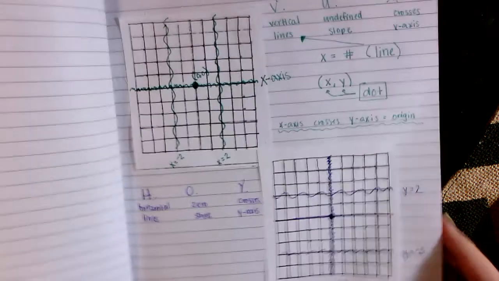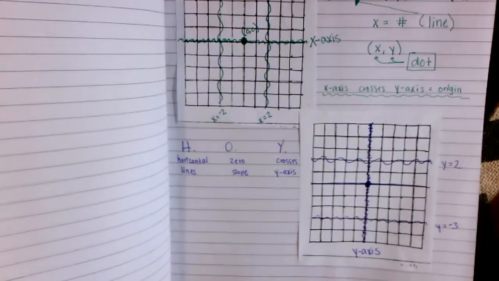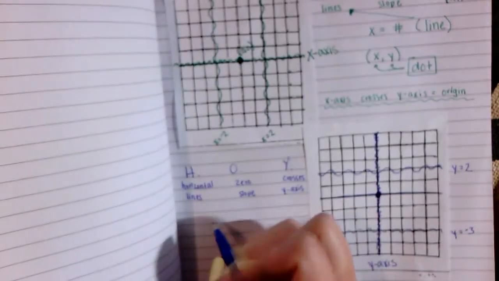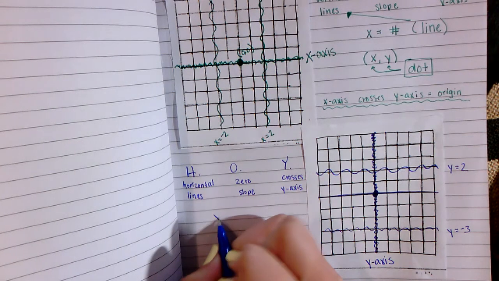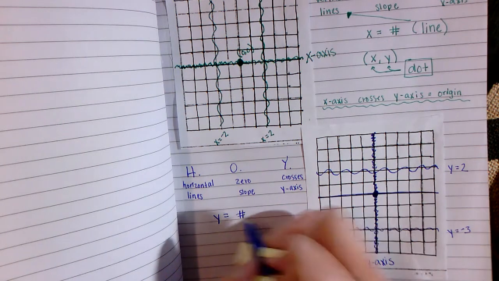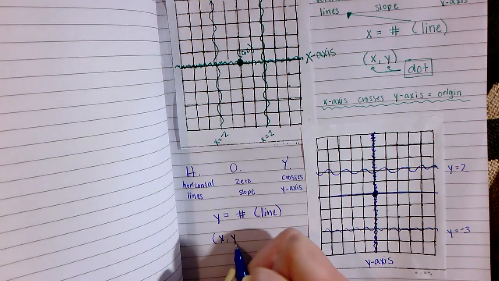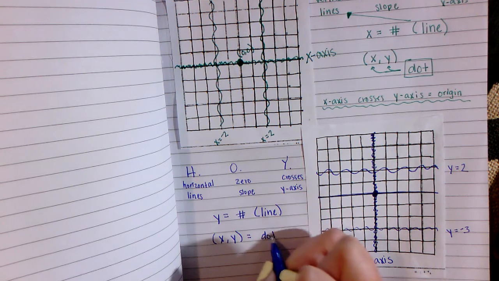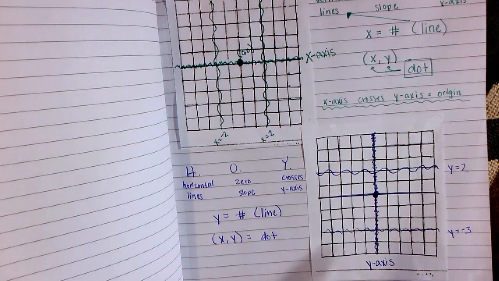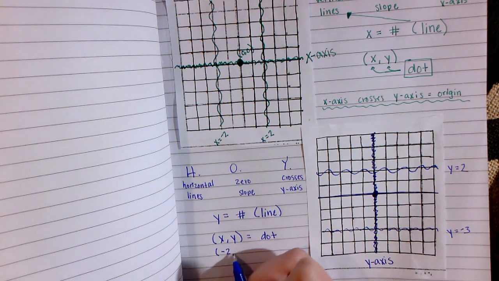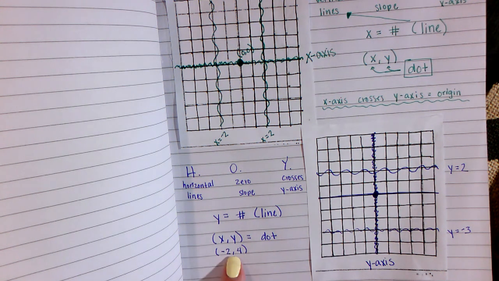Again, I'm going to write this over here to the side. Let me scoot this up. When you have y equals a number, it's going to be a line. And when you have x comma y, it's a dot. So I'm going to give you an example. Since I've been giving you examples of lines, I'm going to give you an example of a dot. What if I said plot negative 2, 4? Okay, I want you to plot that point.